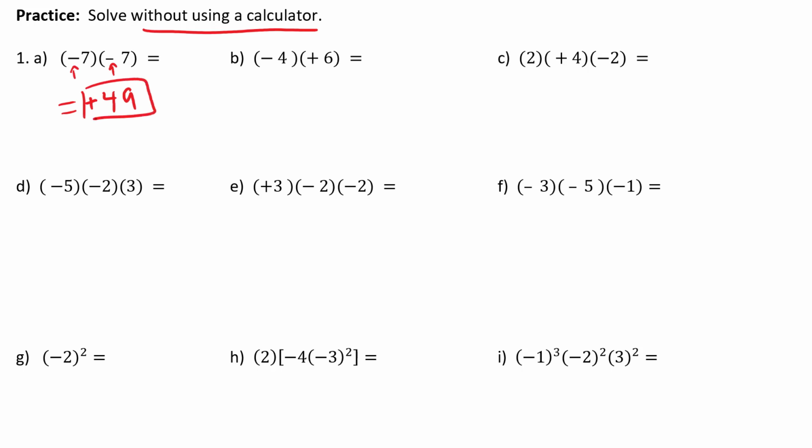Moving along here, you can see in this case, there is an odd number of negatives. -4 times 6 is going to be -24. Question C. Here we have a positive and a negative. So once again, there's an odd number. It's going to be negative. 2 times 4 is 8 times -2. In this case, it's going to be -16.